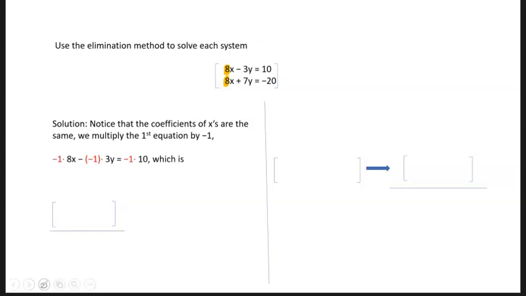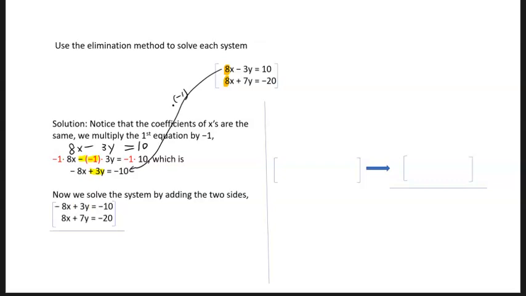I took the first equation, 8x minus 3y equals 10, and I multiplied both sides by -1, the red number here. After multiplication, I got -8x and positive 3y, because a negative times a negative gives us a positive. That's why we got a positive 3y here. And -1 times 10 gives us -10. So again, this equation is obtained from multiplying the first equation by -1.